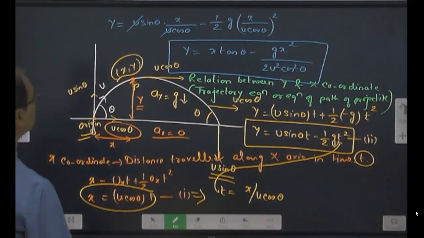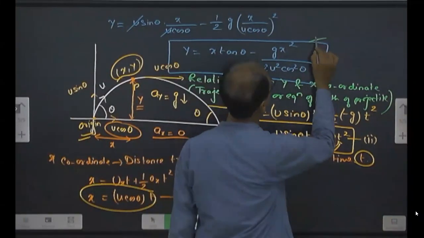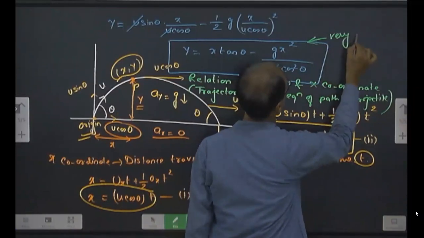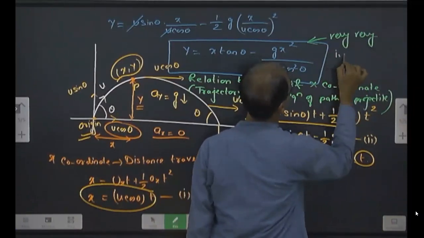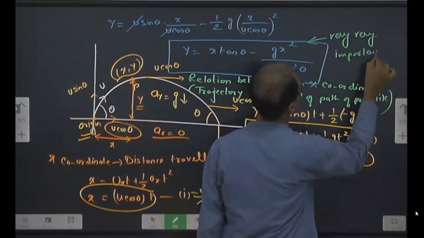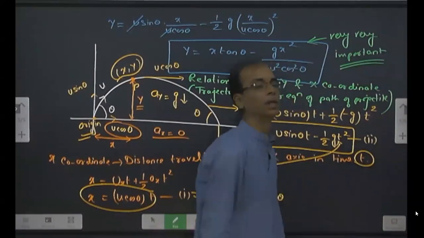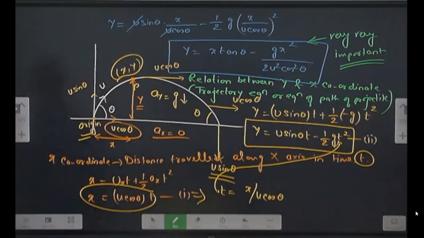Very, very important. You should remember it even in the night. Very, very important as far as projectile is concerned. If somebody makes you get up at 2 o'clock in the night and asks you what is the trajectory equation of projectile, you should be able to say that. That way you have to remember: y equal to x tan theta minus g x square by 2u square cos square theta. All right, note that one.